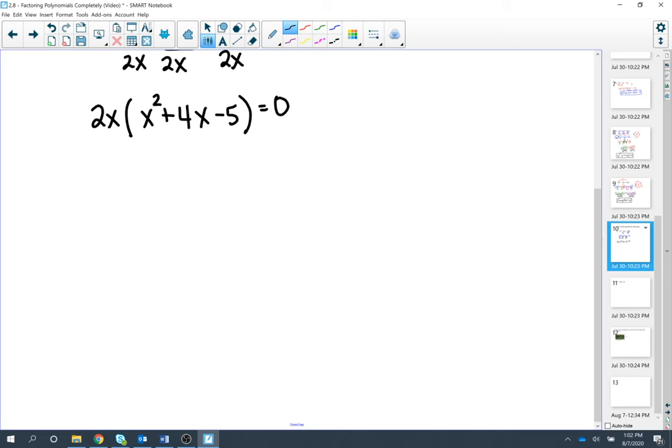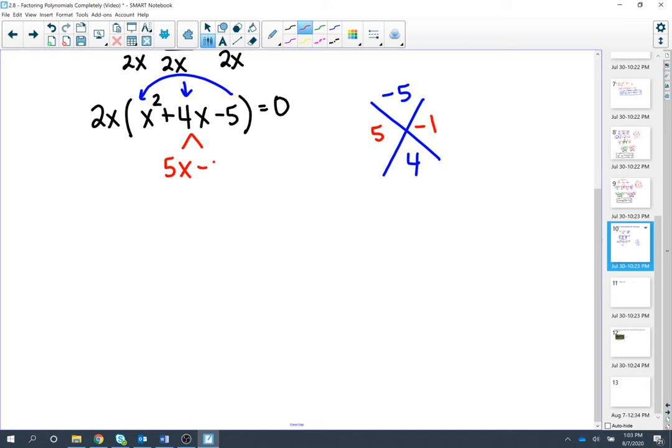Now from there, I'm going to look at what's inside, and I have a trinomial. So trinomials, graphic organizer, negative 5 times 1, add to 4. If we're multiplying to negative 5, we don't have a lot of options here. It's probably 5 and 1. And then I need a positive 4. So 5 minus 1 is 4, and 5 times negative 1 is negative 5. Rewrite your middle term: 5x, negative 1x. 5x minus x is 4x.